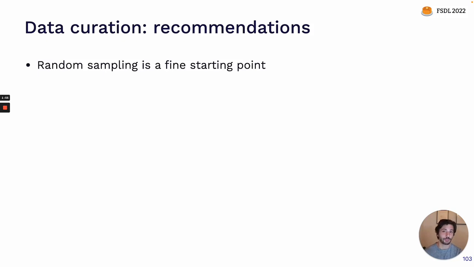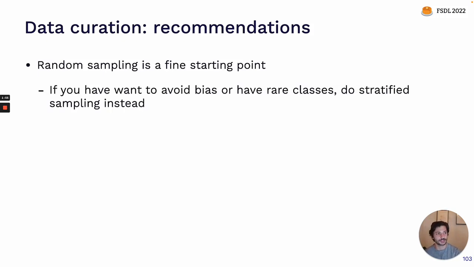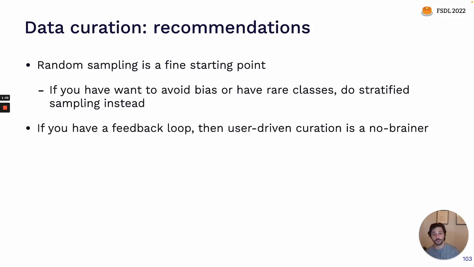Concrete recommendations on data curation. Random sampling is probably a fine starting point for most use cases. But if you have a need to avoid bias, or if there's rare classes in your data set, you probably should start even with stratified sampling, or at the very least introduce that pretty soon after you start sampling. If you have a feedback loop as part of your machine learning system, and I hope you're taking away from this how helpful it is to have these feedback loops, then user-driven curation is kind of a no-brainer.